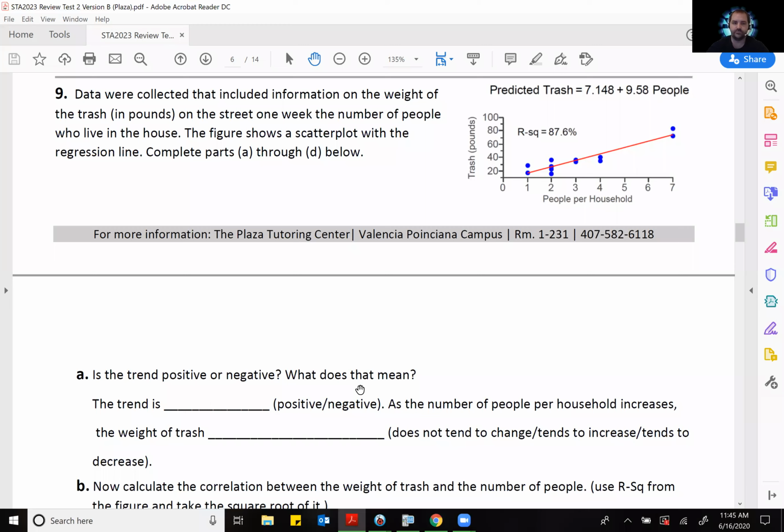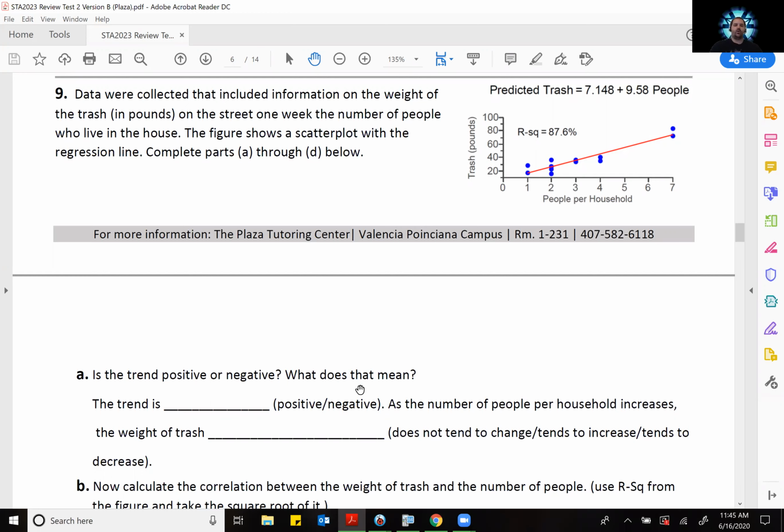So part A, again, still in 4-2. Is the trend positive or negative? Positive. Okay, so our first blank is the word positive. As the number of people per household increases, the weight of the trash does not tend to change, tends to increase, tends to decrease. Tends to increase. You got it. So as the people increase, the trash increases, which makes sense. More people, more trash. All right.